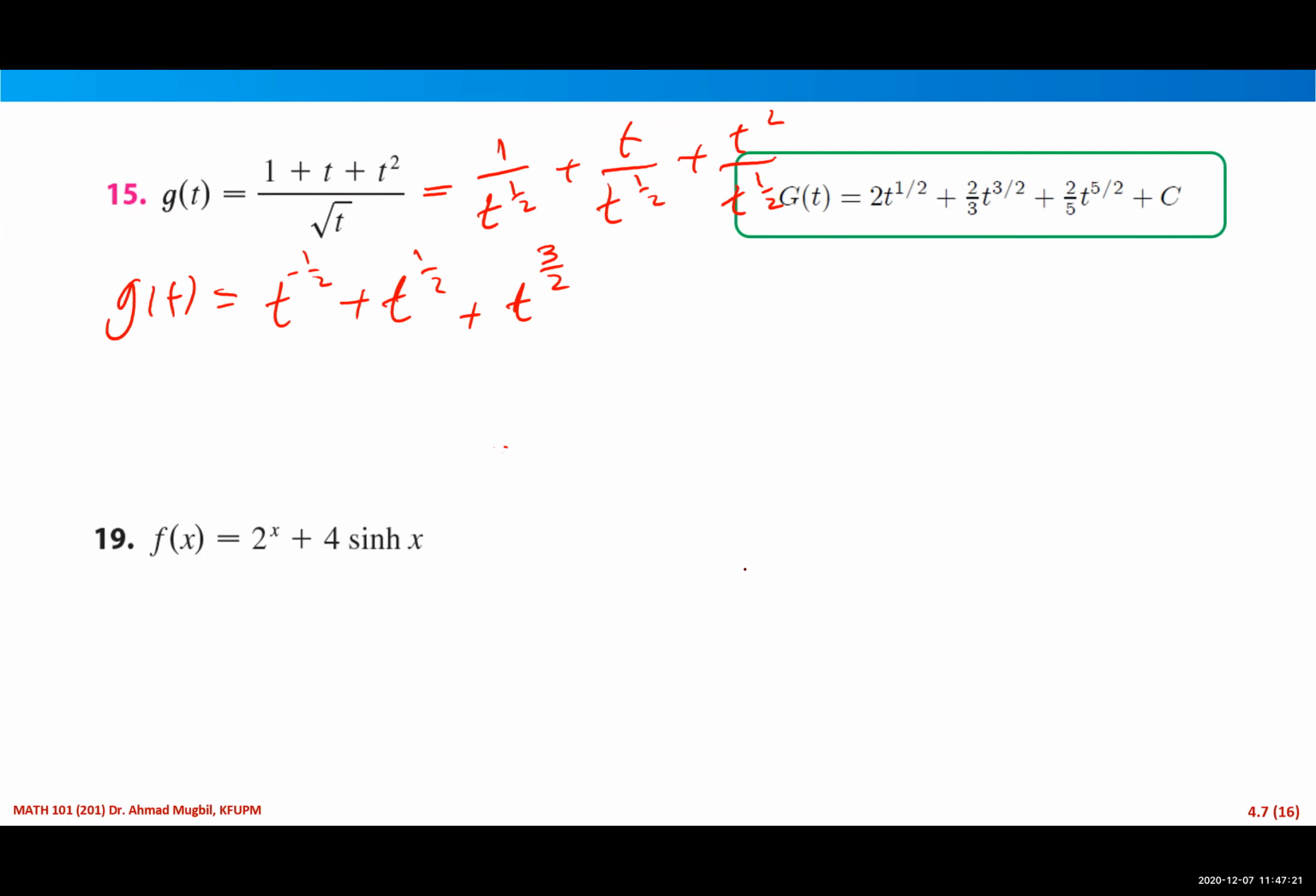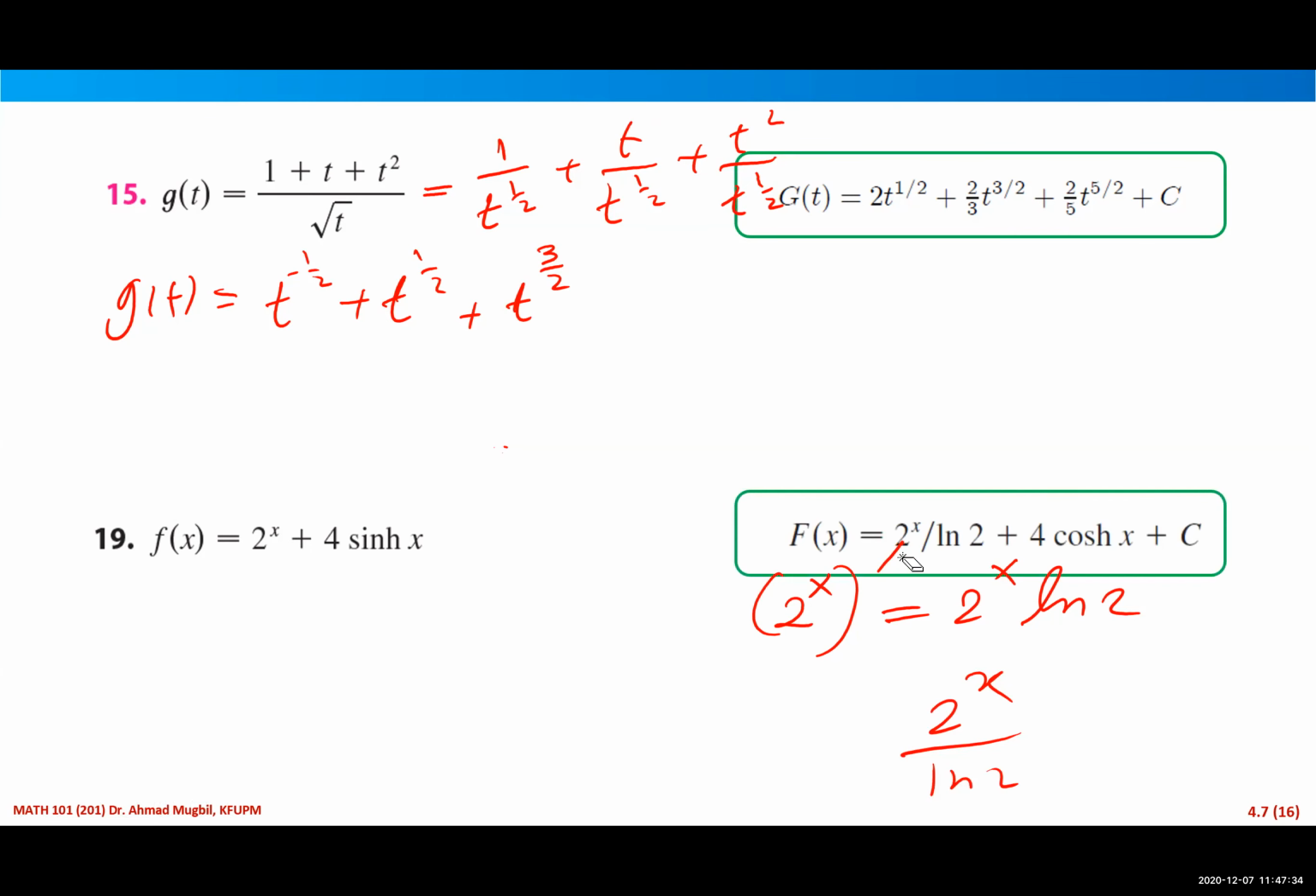Here you will ask yourself, hey guys, when you have 2 to the x, remember 2 to the x, when you differentiate it, it is 2 to the x times ln 2. But when you find the antiderivative, it will be 2 to the x over ln 2. Don't forget that. Don't mix up between them.